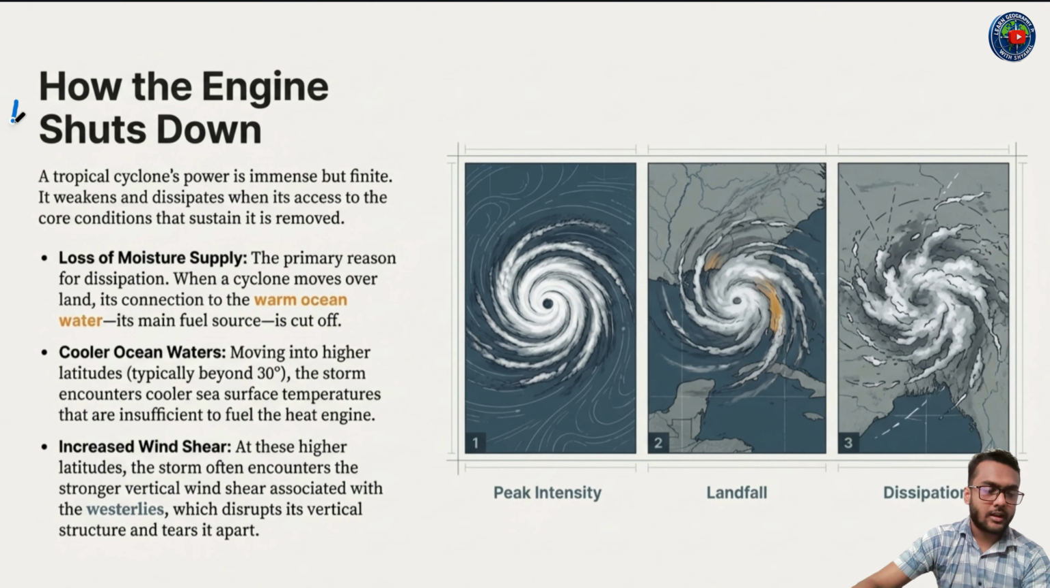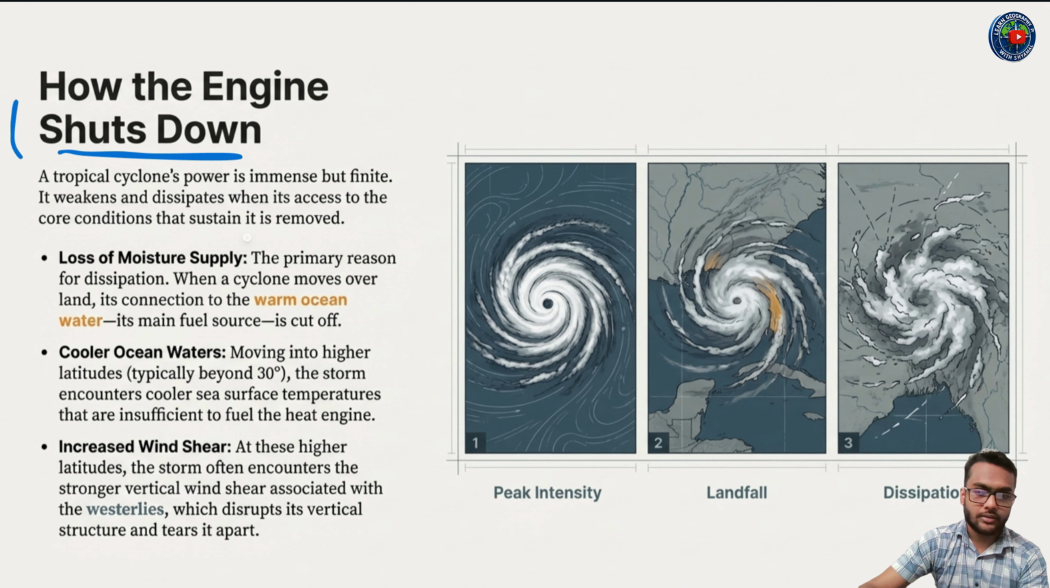Okay, now the shutdown point of a cyclone. The tropical cyclone's power is immense, but it is not infinite, it is finite. It weakens and dissipates when the core conditions that sustain it are removed. Loss of moisture supply is the primary reason for dissipation. When a cyclone moves over land, its connection to the warm ocean water is lost. Its main fuel source is cut off.